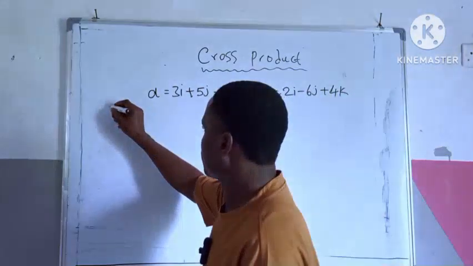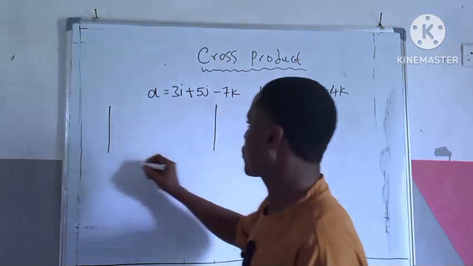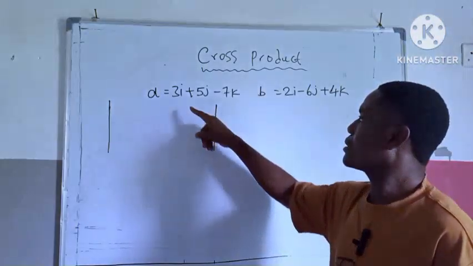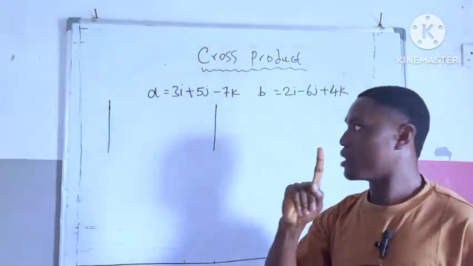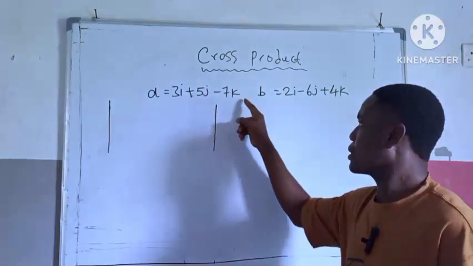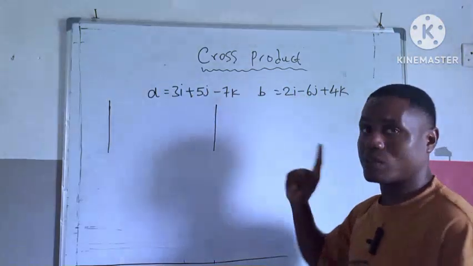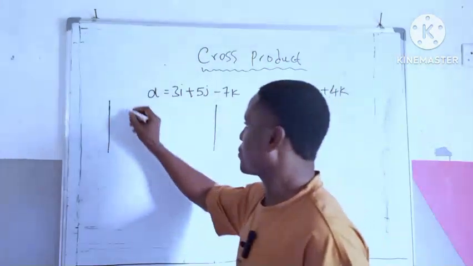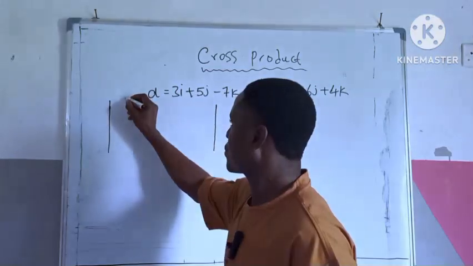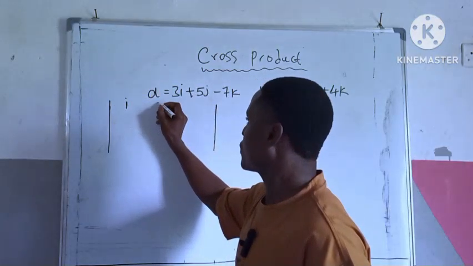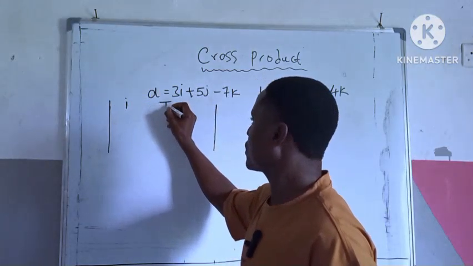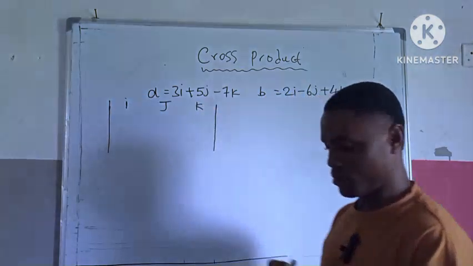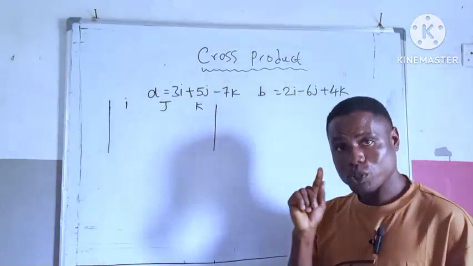Okay, let me draw them here. The first thing is, how many alphabets do we have here? We have 1, 2, 3. Take the same thing, 1, 2, 3, right? So the first alphabet is what? Is I. The second one is J, right? And the third one is K.